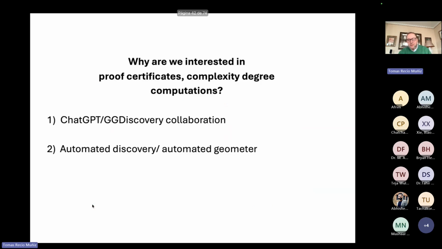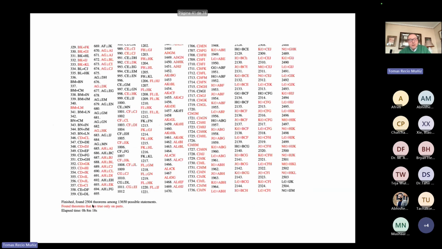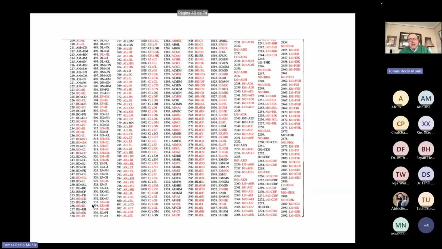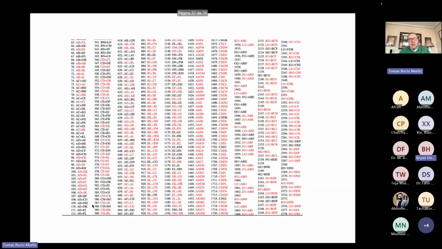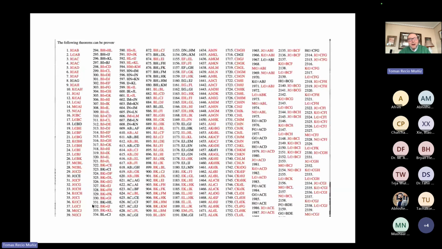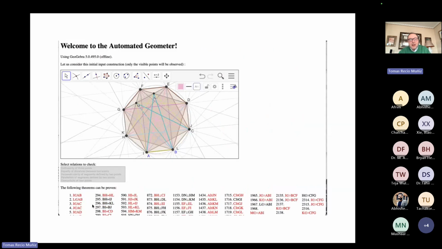So the question is, all these theorems, are they relevant? Which are interesting, which are not? Some of these statements are trivial. For instance, you are making a construction which is a regular, I think, octagon, so it is obvious that FG and FE are equal. But the machine discovers this theorem. Other theorems are very new, very difficult, very relevant.